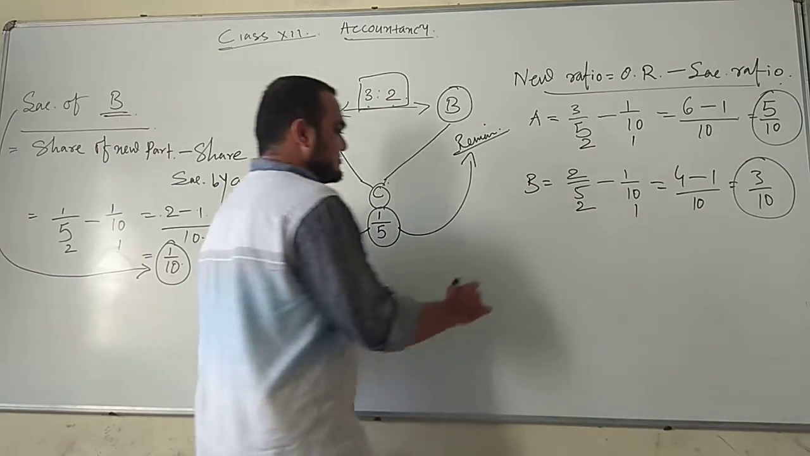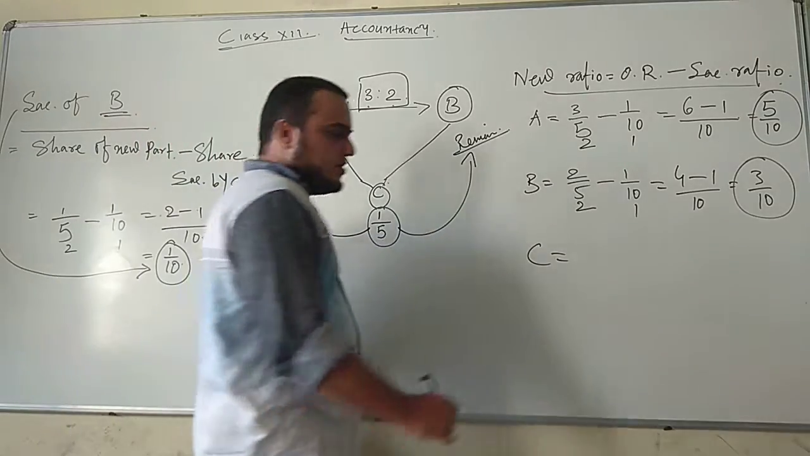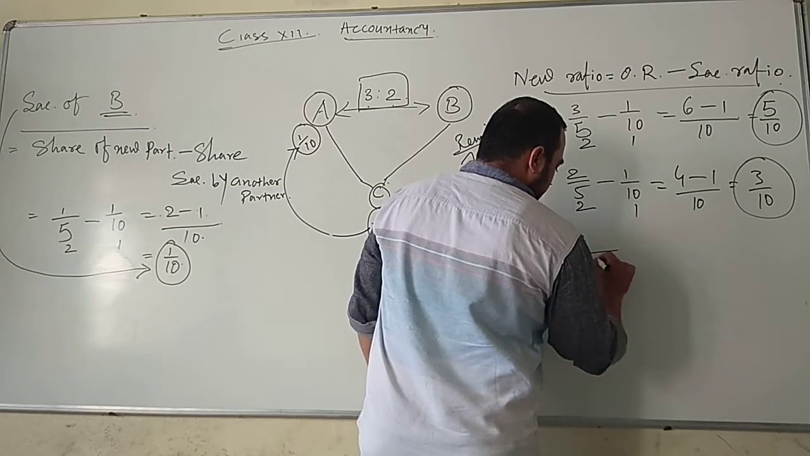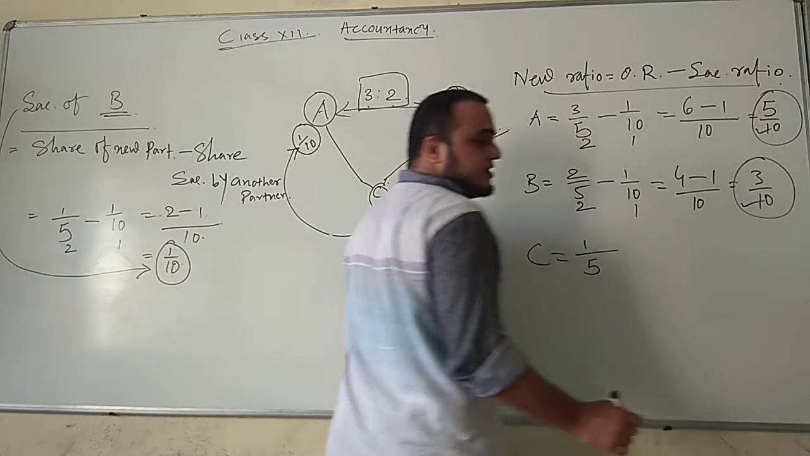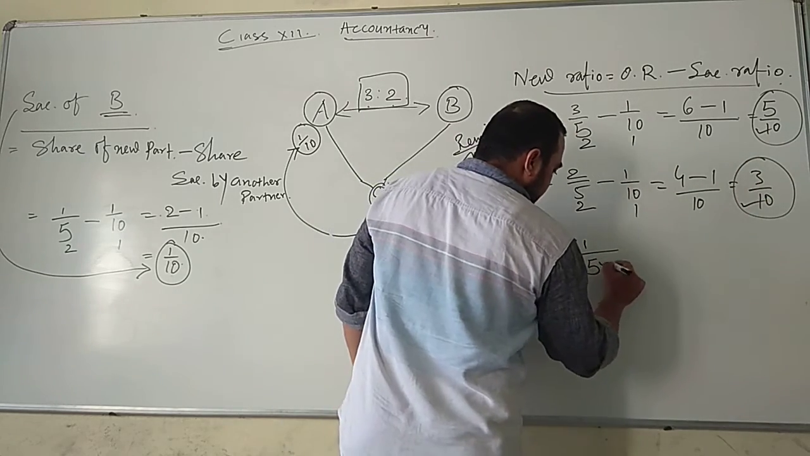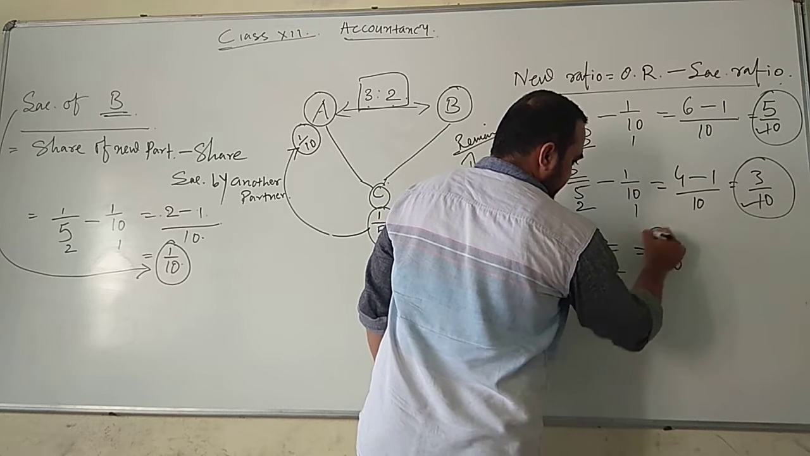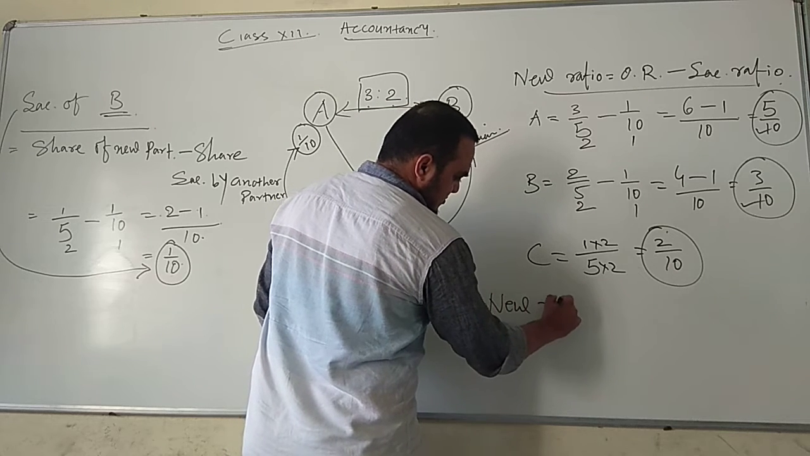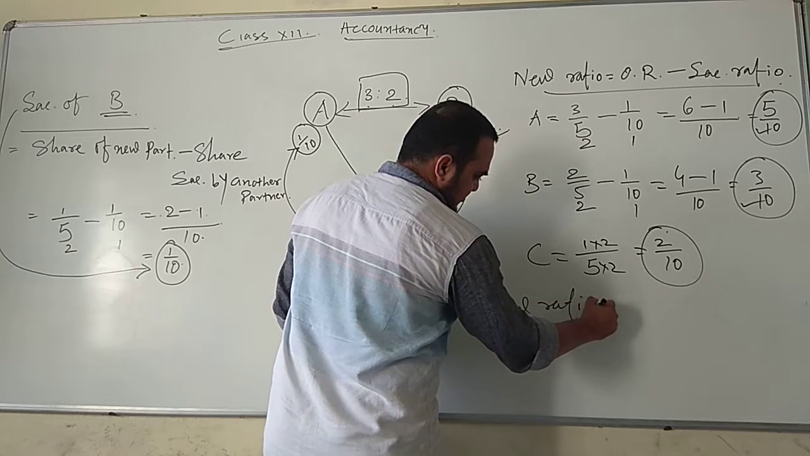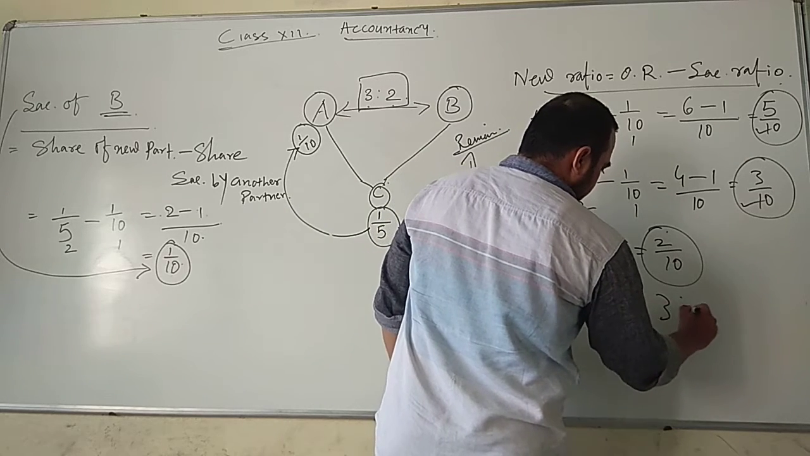C. Now the ratio of C is already given, 1 by 5. So I will write down 1 by 5. But here in the denominator 10 is there, here also 10 is there. So to make it 10 I have to multiply by 2. So it is 2 by 10. So you can say new ratio equals 5 : 3 : 2.